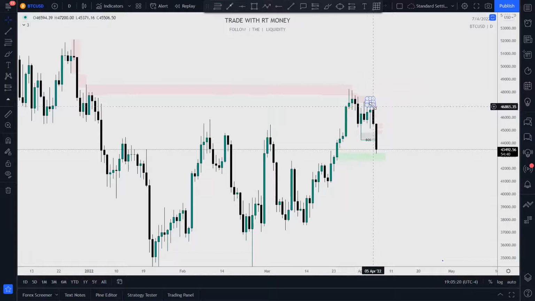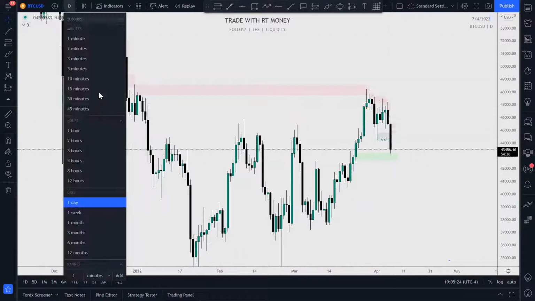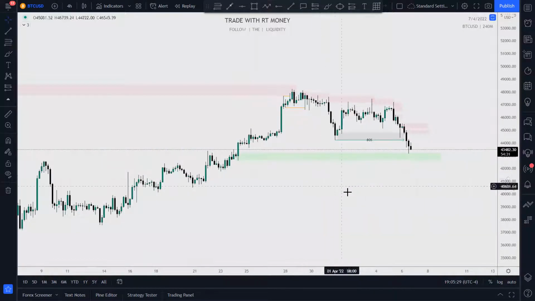Supply here, supply here, supply here. What does that mean, this chain of supply? It's telling us what the order flow is. The order flow is bearish, it's sells.